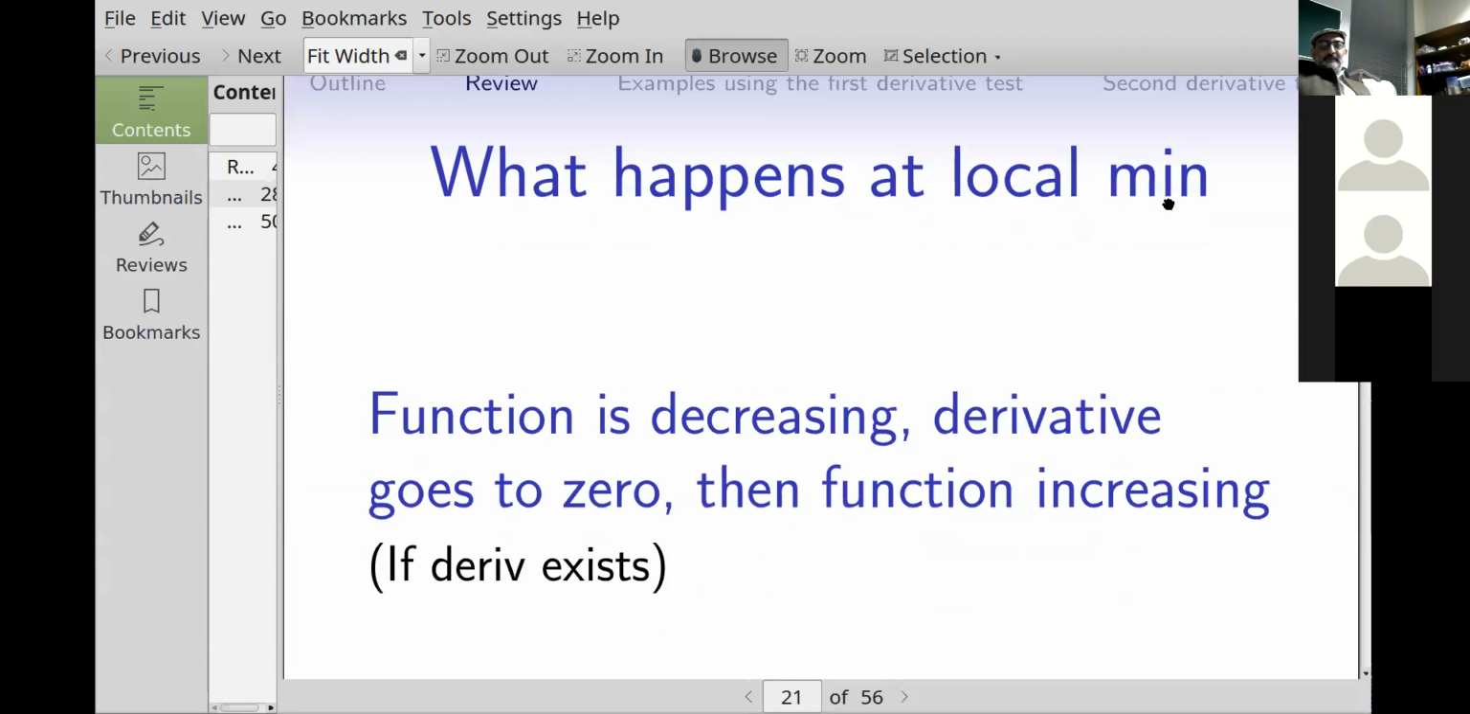You have a similar story for a local minimum, right? So at the minimum, the derivative is zero, or it doesn't exist. To the left of that point, the function is decreasing. Then the derivative is zero, or it doesn't exist. And then the function is increasing. So if you have something like that, then you've got a local minimum.